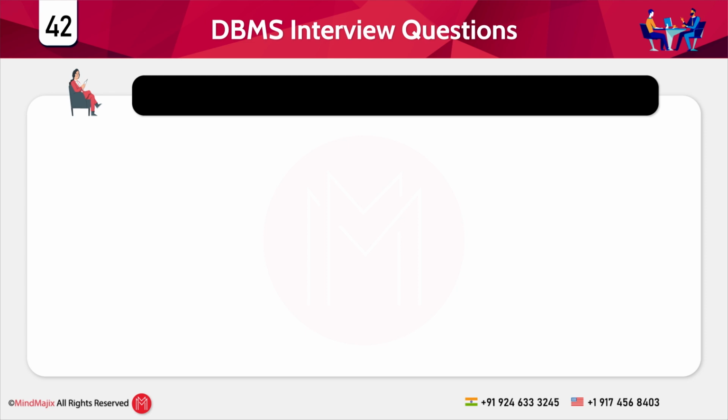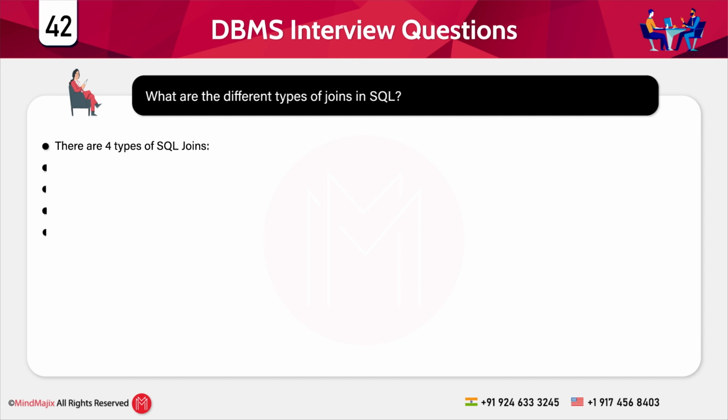And now the next question is an extension to the previous question. The question says, what are the different types of joins in SQL? So guys, there are basically four types of joins in SQL. First one is the inner join. This type of join is used to fetch the data among the tables which is common for both of the tables. So inner join and join are one and the same thing.